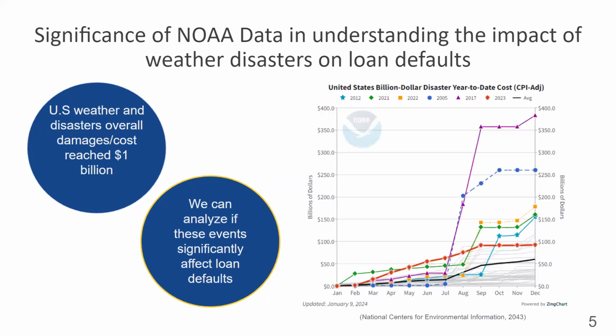The National Oceanic and Atmospheric Administration states that the United States has sustained 376 weather and climate disasters since 1980, where overall damage costs reached or exceeded $1 billion. This information relates to our research topic because it shows us that the U.S. has had many costly weather disasters. We can see how these events significantly affect loan defaults and figure out which money-related factors are most impacted. Yi will now discuss why it's important to study this topic, followed by an introduction to our dataset.